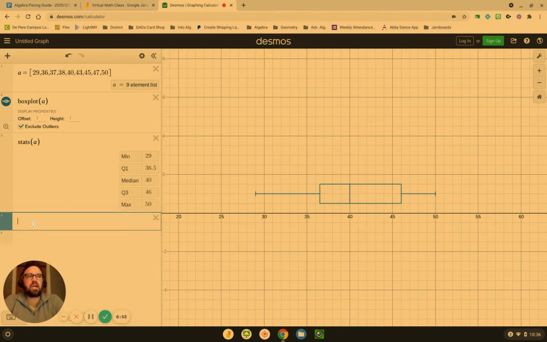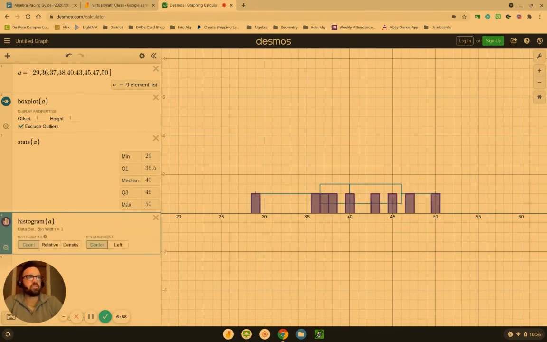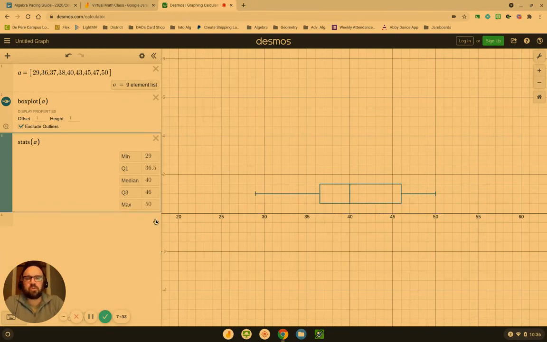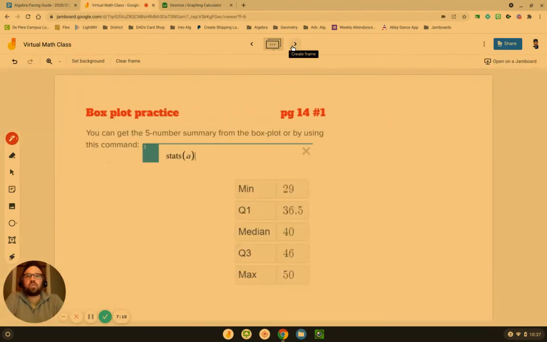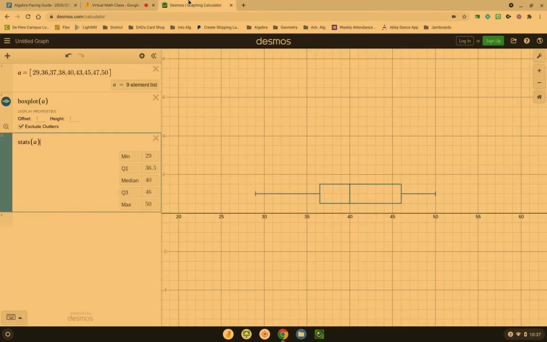I could even type and overlap a histogram on top of this if I wanted to. And there's a histogram that shows it as well. All right. So Desmos is going to be very, very helpful for tests, for target practice, and things of that nature. But stats of A gives you the 5-number summary. Box plot of A actually draws the box plot. You just got to change your window. And that's really all this video is, making sure that you can go in and use Desmos to help you create that and identify where or when that particular outlier might be.